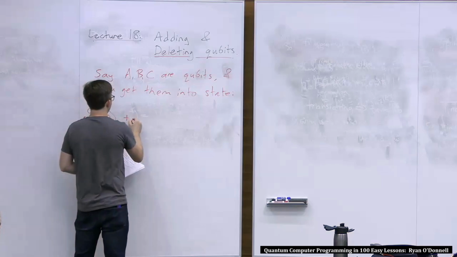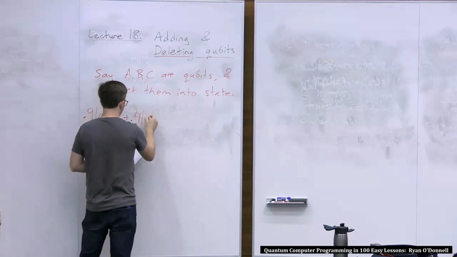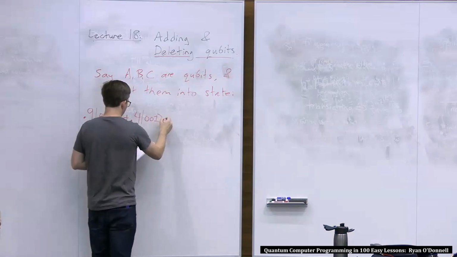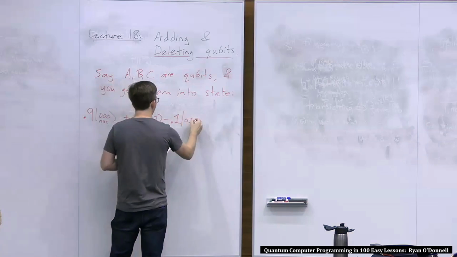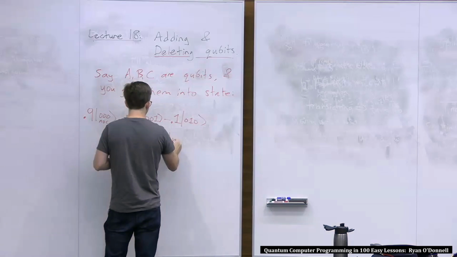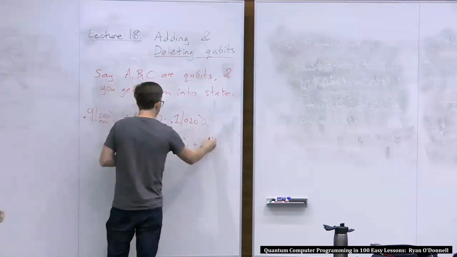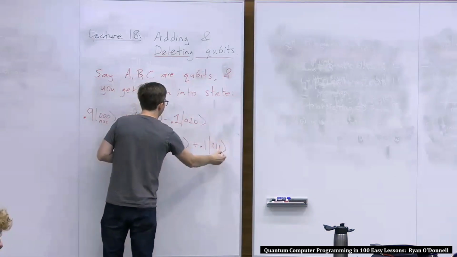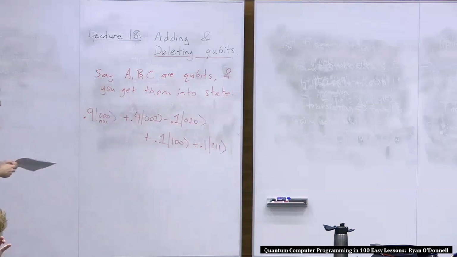Plus 0.4001, minus 0.1010, plus 0.1100, plus 0.1111. And you see, I only wrote 5 terms here, even though there could be 8, while the rest of the amplitudes are 0.